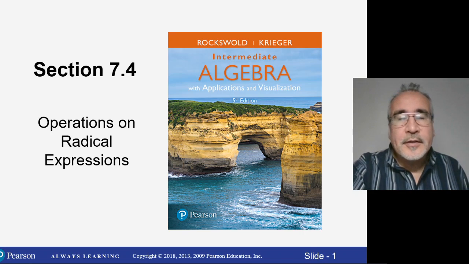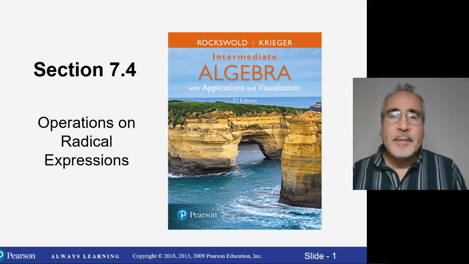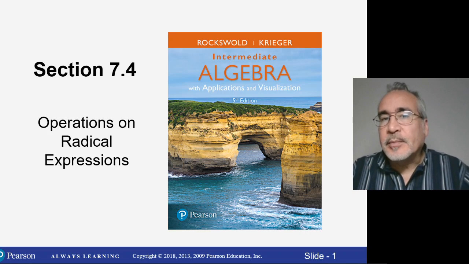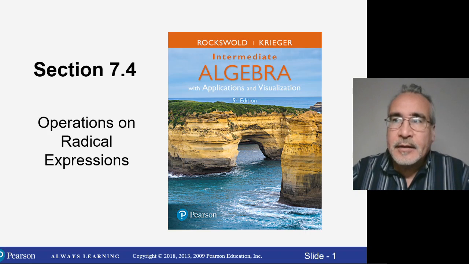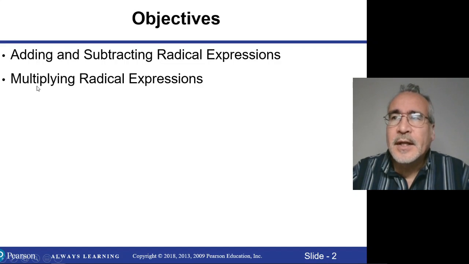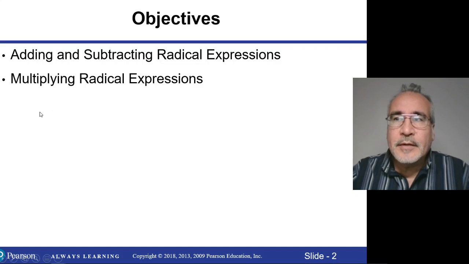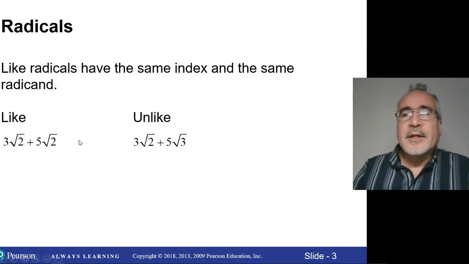So now it's time for 7.4, doing operations on radical expressions. We will talk about adding and subtracting. We'll see what we need as like terms. We'll also talk about multiplying. We're not going to talk about dividing, just multiplying. So adding and subtracting radical expressions and multiplying. Pretty straightforward.